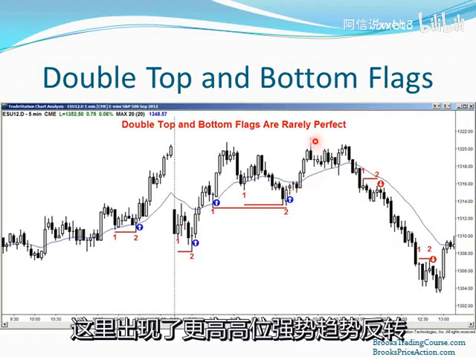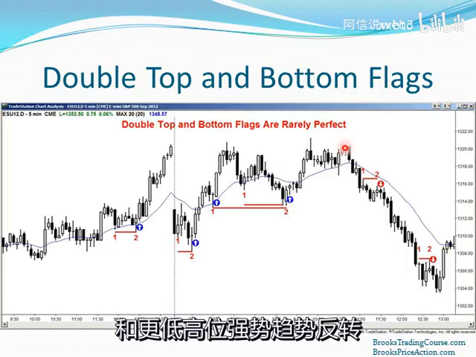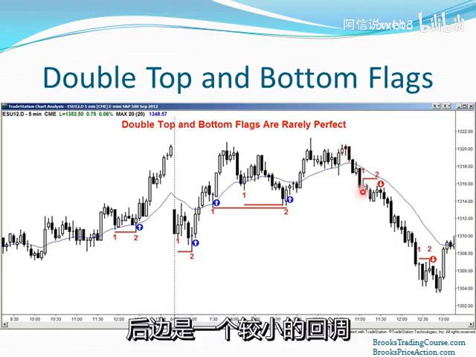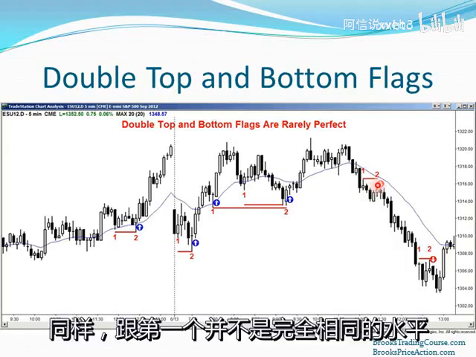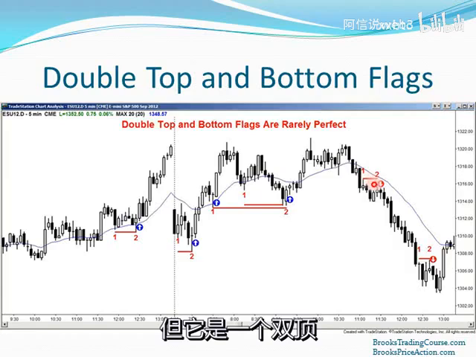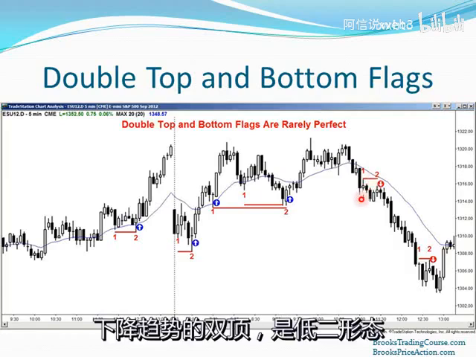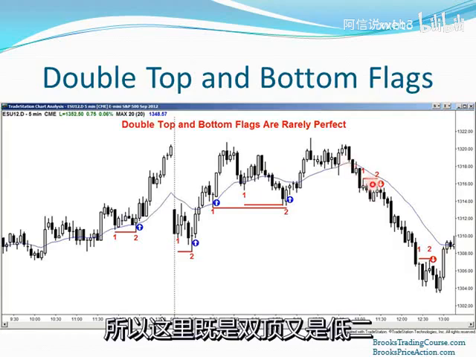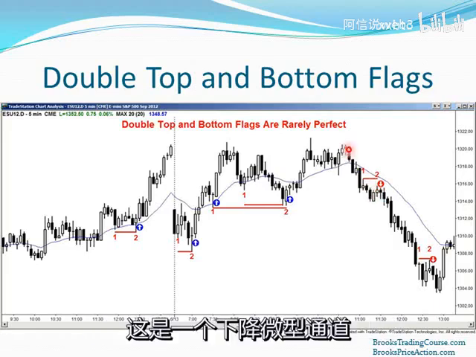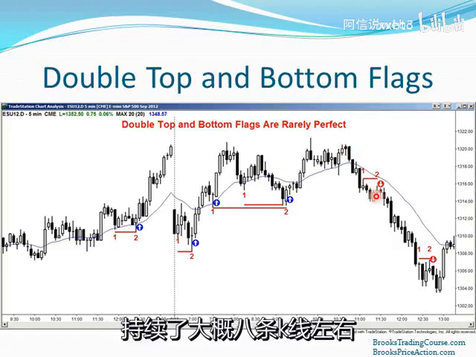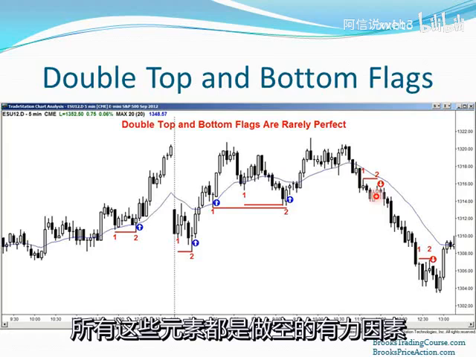We have a higher high major trend reversal, and then a lower high major trend reversal, and then a bear breakout, a little pullback, and then a sell-off, and then a second little pullback. Again, not exactly at the same level as the first, but it's a double top. A double top is a low 2 in a bear trend. So you can call it a double top, you can call it a low 2. If you want, you can simply call it a low 1. You can say it's the first pullback in a bear micro channel that has gone down for about 8 bars. All of those are good reasons to short.